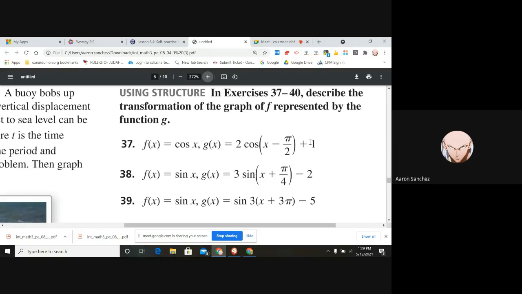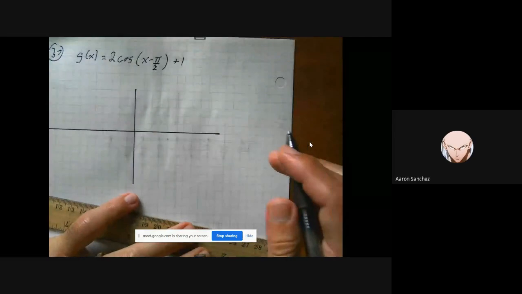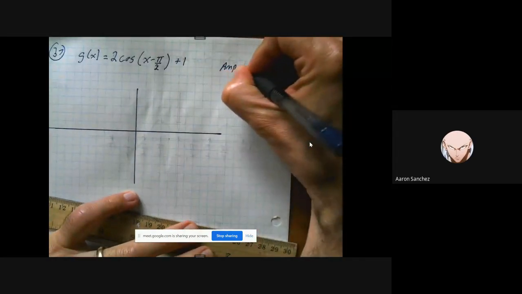The horizontal shifts, in my opinion, are the most challenging. Okay? These are the most challenging, so you've got to practice these. I'm just going to do it. Amplitude is 2.